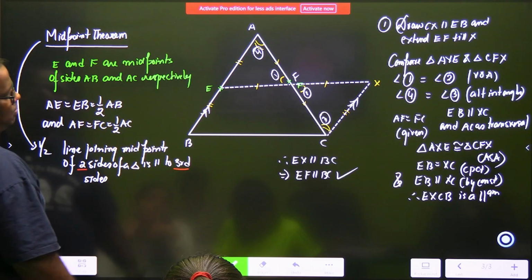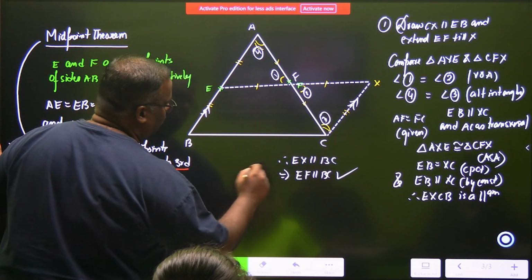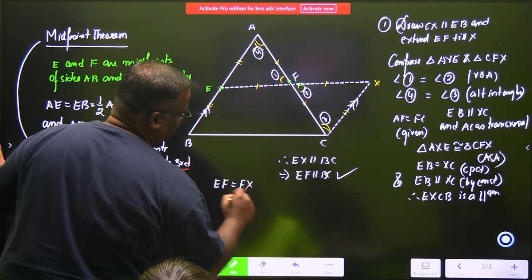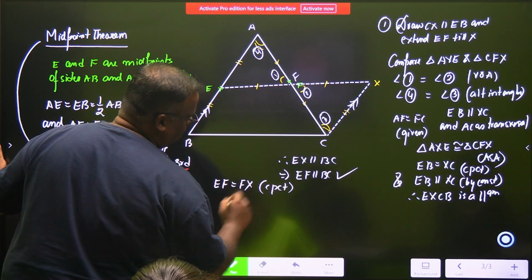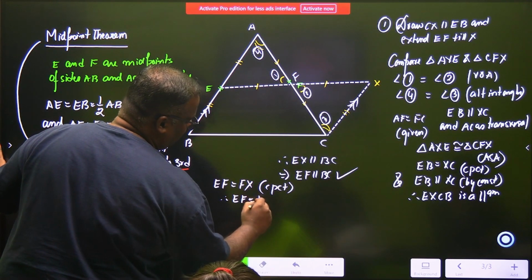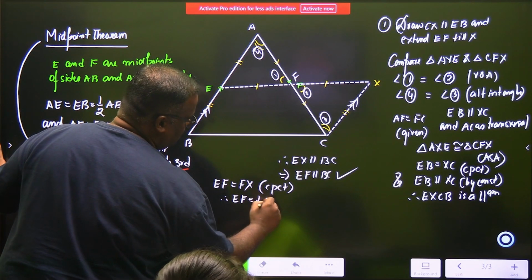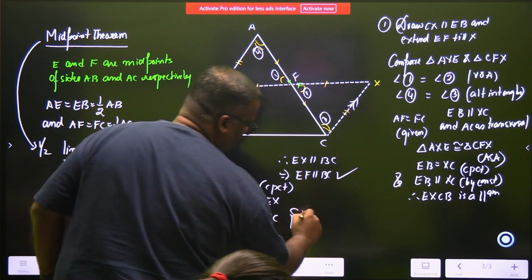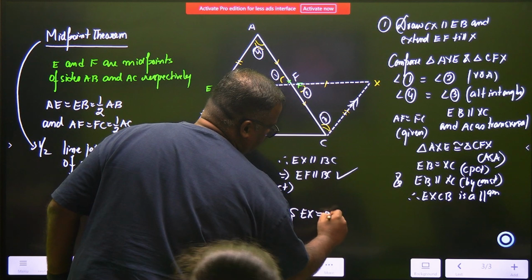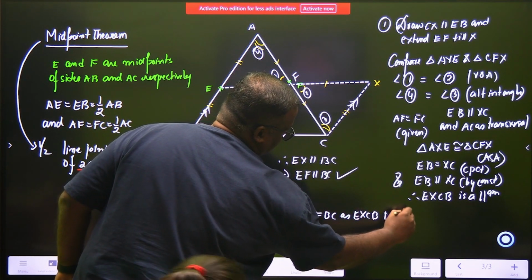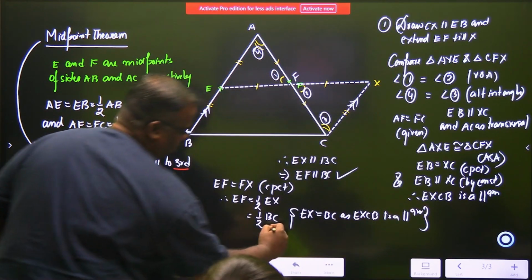We had already done the half of BC part. From the congruence you can now say EF is equal to FX. This is again by CPCT. Therefore, EF is equal to half EX, which is equal to half BC. Why? Because EX is equal to BC as EXCB is a parallelogram. That's it, your second part is also done.